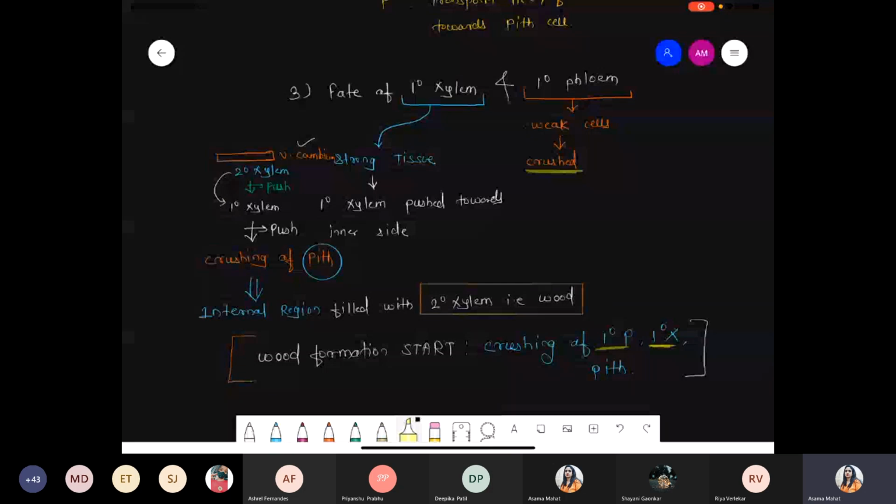Is this point clear, or should I repeat this part? Should I repeat, or is this point clear?